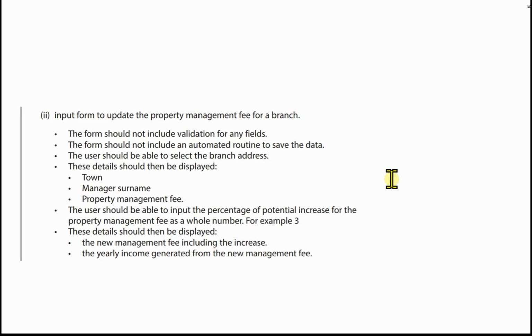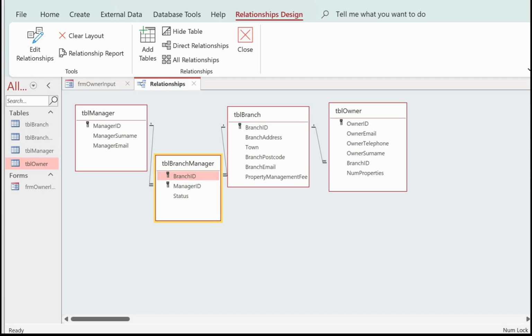The user should be able to input the percentage of potential increase for the property management fee as a whole number, for example 3. These details should be displayed: the new management fee including an increase, the yearly income generated from the new management fee. Now, it's not very clear that yearly income, if it's just for a property or if it's for all properties for the branch. So I'm just going to take that as just being a fee for a property. Just having a quick look here in the relationship window.